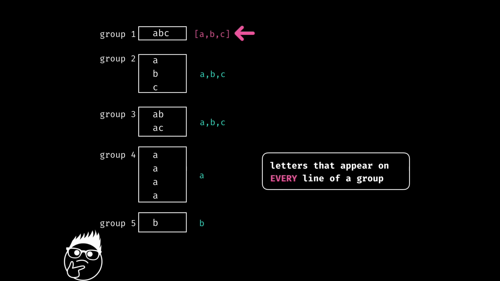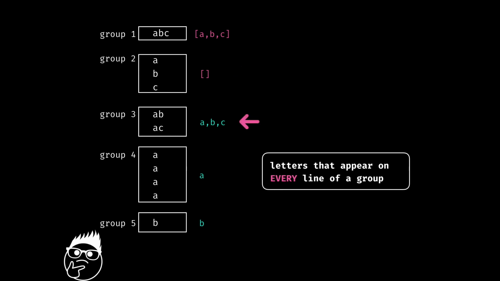However, things get more interesting in the second group. If I look at group 2, so I'm looking at the different lines inside of the white box, I have to ask myself, what are the letters that appear on every line of this group? And there is actually no overlap here, so the result is going to be no characters. So here I'll just put an empty array. That's because there are no letters that appear on every line of group 2.